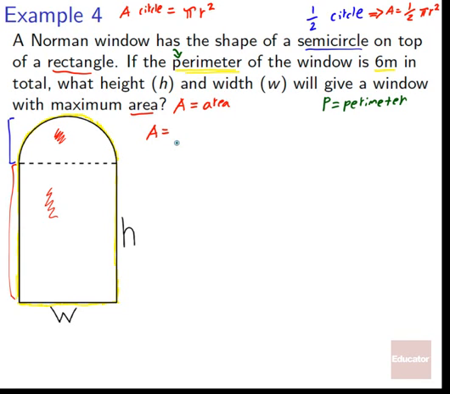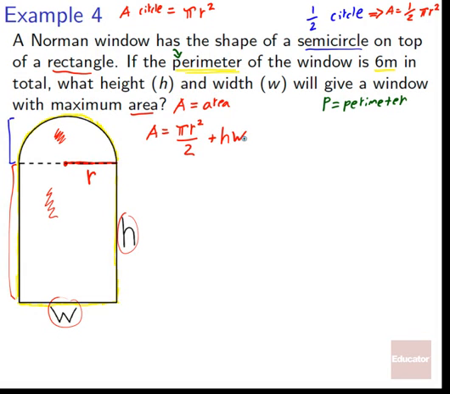Oh, hey, we don't have an r yet, so we better introduce an r. So we'll say here's the middle. So r is from the middle of our circle out like that. So area equals pi r squared divided by 2, because remember it's a semicircle, so it's half of it, plus what's the area of our box? That's height times width.